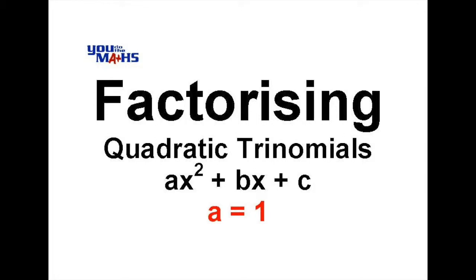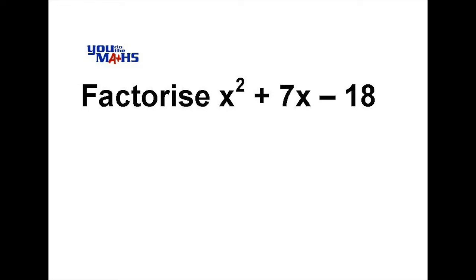In this example, we're factorising quadratic trinomials. It's called a trinomial because there are three terms. It's called a quadratic because the highest power involved is an x squared. You'll notice that as well as the x squared, there's another term there with an x. We're dealing with problems here where the coefficient of the x squared is always equal to 1.